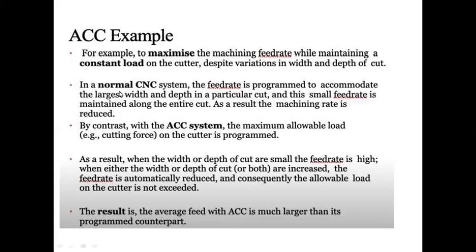In a normal CNC system, the feed rate is programmed to accommodate the largest width and depth of cut in a particular cut, and this small feed rate is maintained along the entire cut. As a result, the machining rate is reduced. The problem with the normal CNC system is that the feed rate is already given, and this feed rate is to be performed. They are set based on the largest width and depth of cut, because the largest width and depth of cut will have more load on the tool.